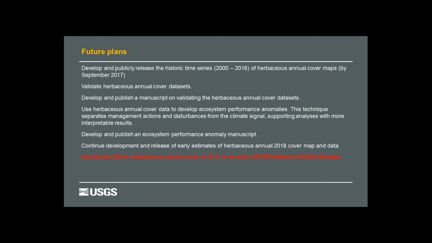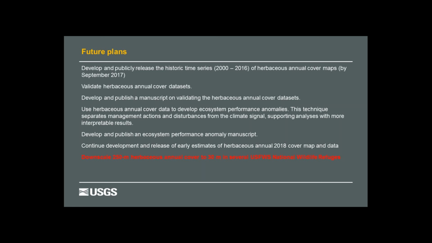Another one that we're going to work on is we're going to use the herbaceous annual cover data to develop ecosystem performance anomalies. Now, this is a technique that we've used in the past to map, for example, cheatgrass die-off. What this technique does is it separates management actions and disturbances from the climate signal. So what you do is you get more interpretable results. You're not muddling the climate signal with other activities that are taking place or other actions that are taking place on the landscape.